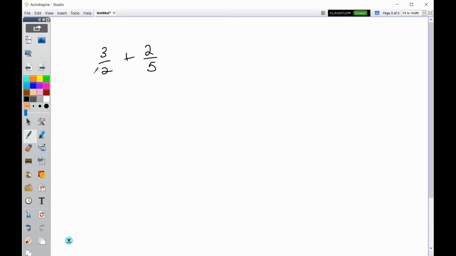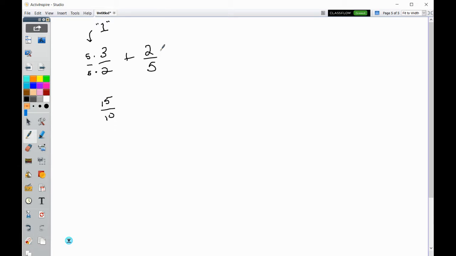One of the ways to get a common denominator is to multiply. So in this case, for 3 halves, I'd have to multiply by 5 over 5. Since I multiply the numerator and the denominator by the same thing, this is technically multiplying by 1, right? A 1 doesn't change its value, so it's still 3 halves. It's just going to look different. It's going to be 15 tenths.